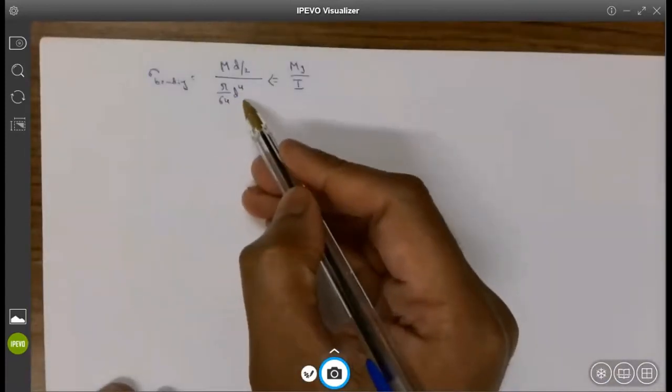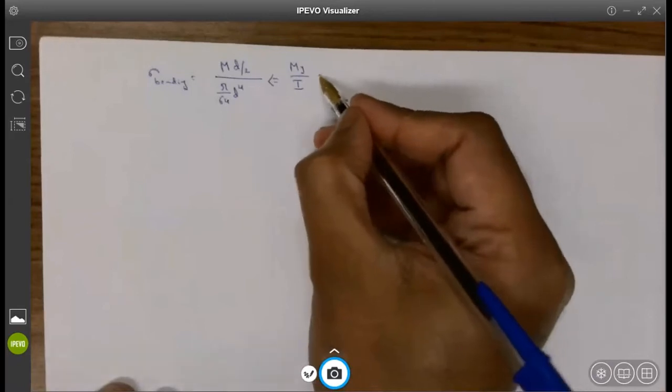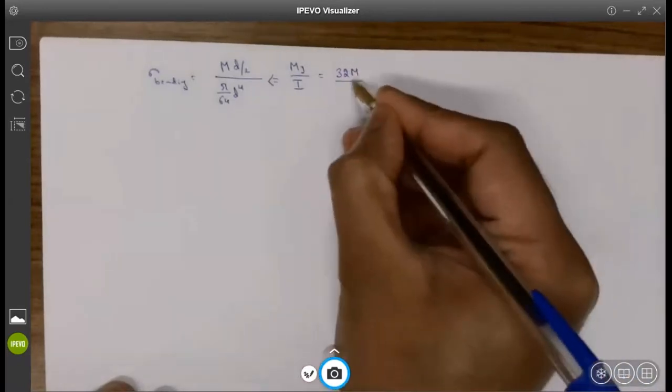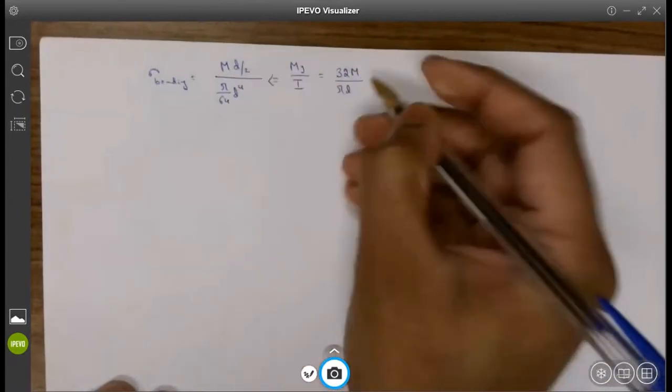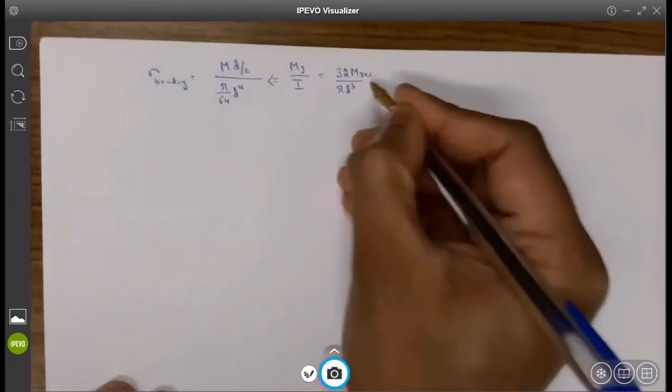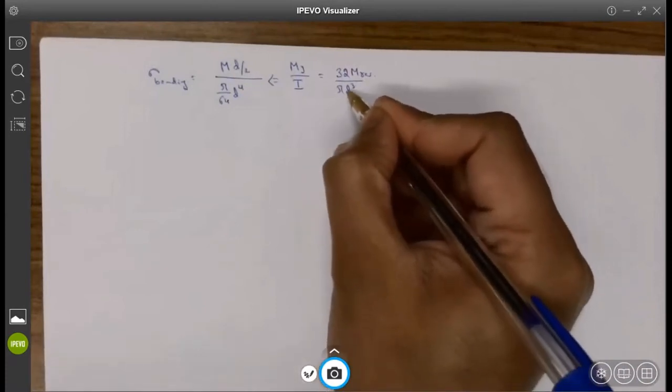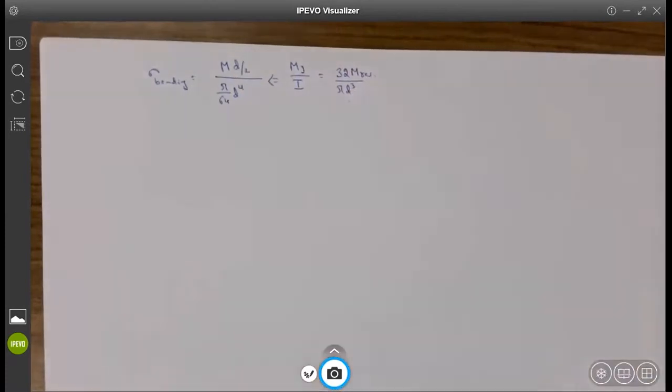And I is pi D to the fourth by 64 for the circular cross section. And this is just simply 32 M by pi D cubed. And this is M resultant. And D is your unknown diameter. At this point, we don't know what the diameter of our shaft is. Everybody is with me so far?